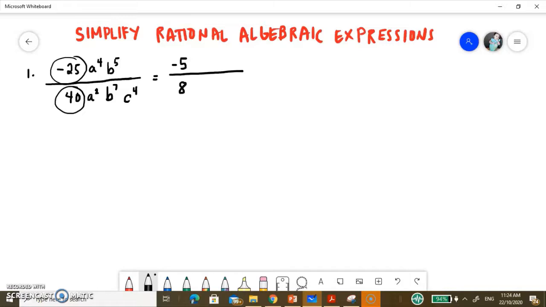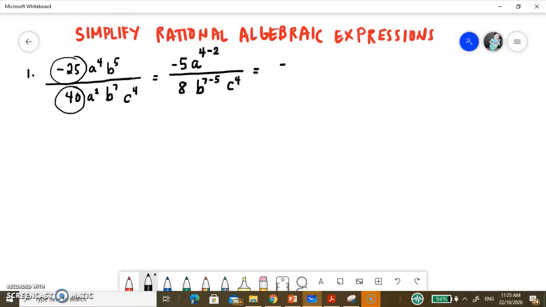Okay, so for the literal coefficient a raised to 4, look at the denominator to see if it also has the variable a. So meron. Ang exponent ay 2. So mas mataas yung exponent ni a sa numerator. So copy nyo siya dyan, a raised to 4 minus the exponent of a in the denominator. And then for b raised to 5, merong b raised to 7 sa denominator. So kukopyahin nyo si b raised to 7, and then yung exponent ng b sa numerator, ima-minus mo dito sa exponent ng b sa denominator. And then you just copy c raised to 4 kasi wala namang c raised to 4 sa numerator.